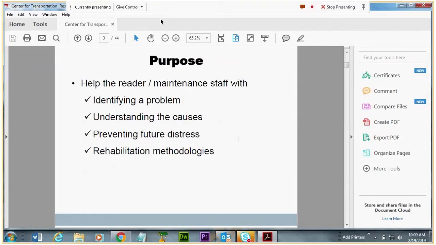So we wanted to allow people to identify a particular problem in the concrete pavement. What is that? Understand what the distress causes were, prevent future distresses by knowing what to do and how to prevent them, and then what rehabilitation and repair methodologies were available to them.